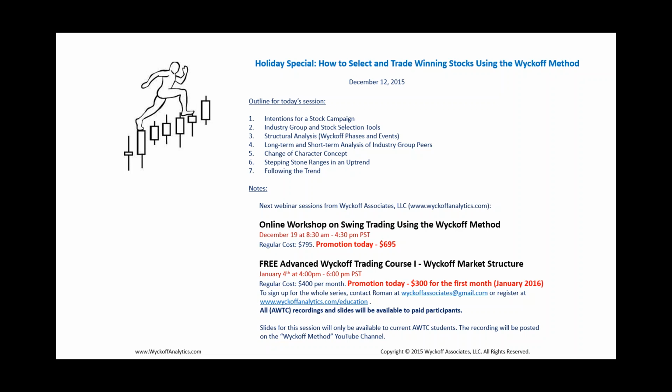So we'll look into the selection tools for the industry groups and stocks. Then once we do that selection, we're going to look into the structure analysis, and those are going to be our Wyckoffian ideas. We're going to quickly talk about the phase analysis and the events that should happen in the consolidation, and more on that later on. We'll look into all of the types of analysis. We're going to look at the structural analysis.